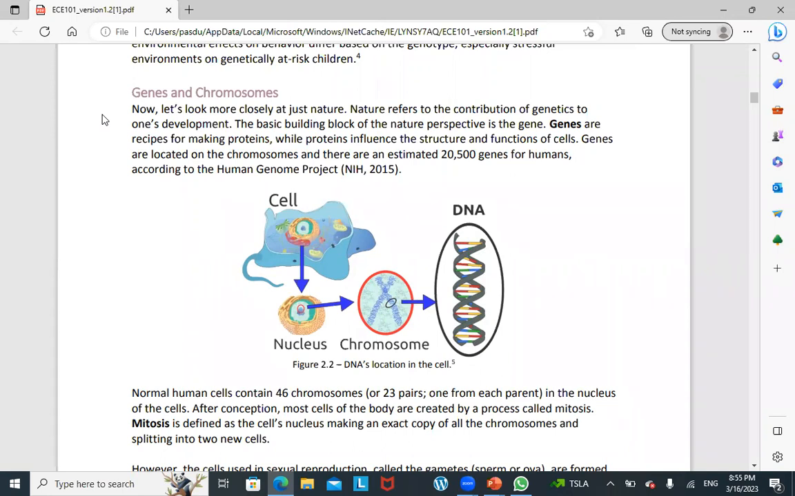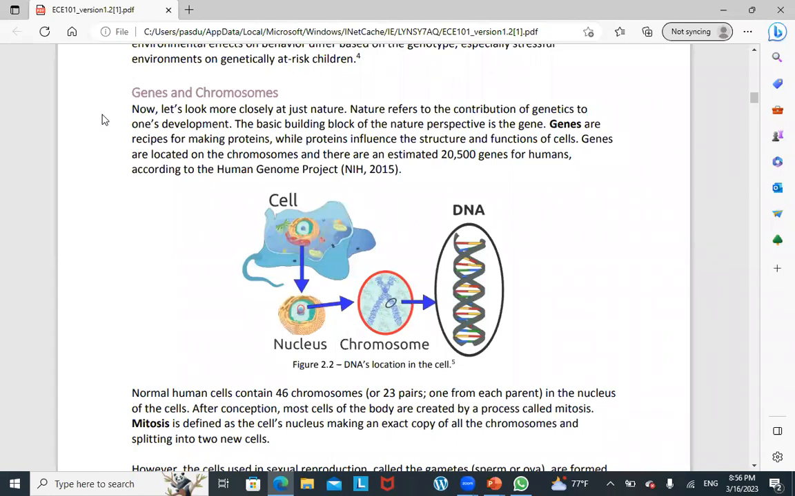After conception, most cells of the body are created by a process called mitosis. I told you it is mitosis. What did I say it is? Meiosis, no? It is mitosis. Sorry. Can you correct it, please? Yes, sir. Mitosis. Mitosis is defined as the cell's nucleus making an exact copy of the chromosomes and splitting into two new cells. Cell division is mitosis, right?